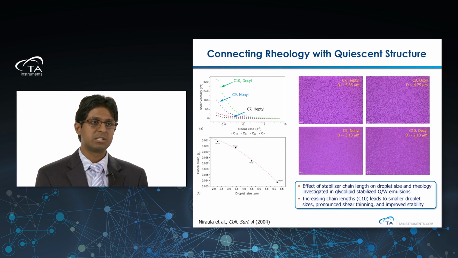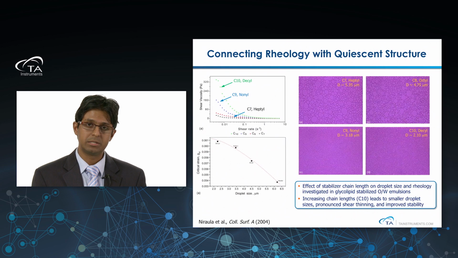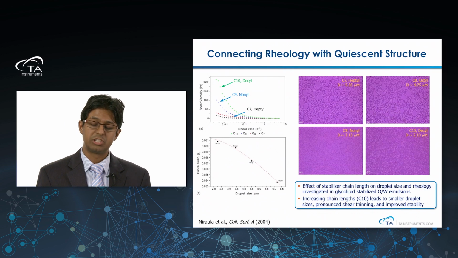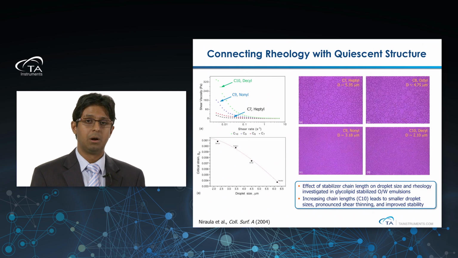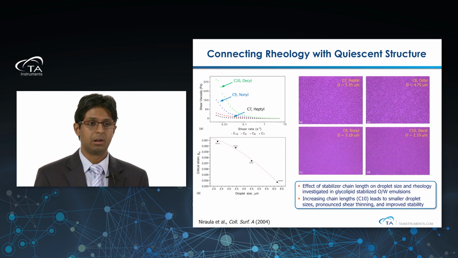So we can rationalize this behavior that we're seeing in terms of bulk rheology, the shear thinning behavior, and the critical strain dependence, in terms of the stability that these long chain stabilizers bring to the emulsion that's being formed. Increasing the chain length of the stabilizer leads to smaller droplet sizes, brings about some sort of a yield stress, and also improves the stability of the emulsion that's being formed.